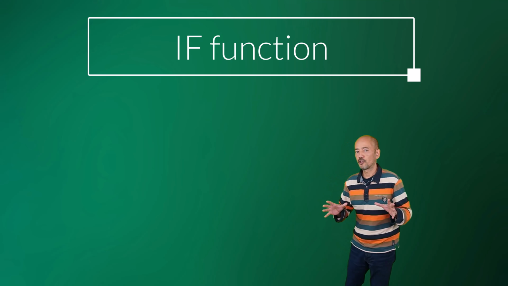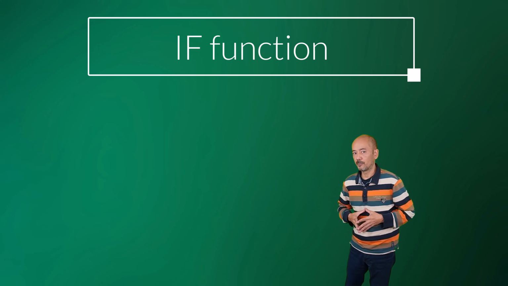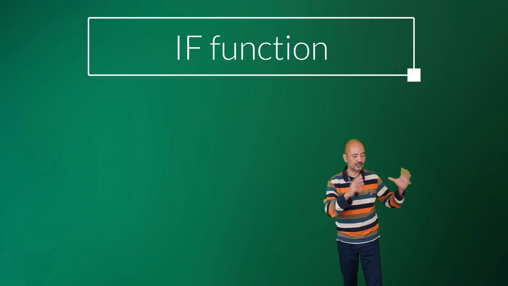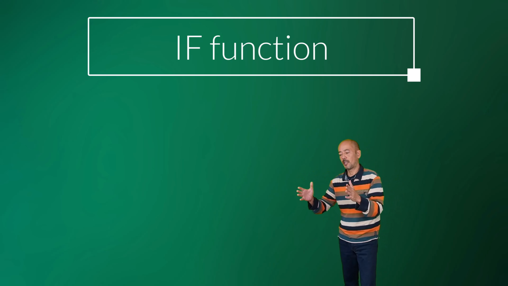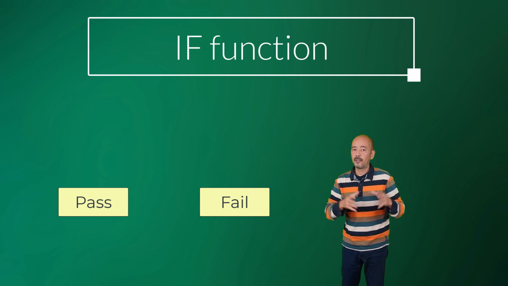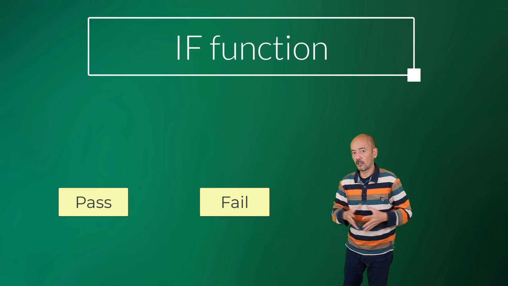In this video I'm going to show you how the if statement in Excel works. Now what does the if statement do exactly? Well, you're using the if statement to distinguish between two different outcomes of a cell. For example, I might want to have the text pass or fail. And whether I get the text pass or fail is determined by a logical test.